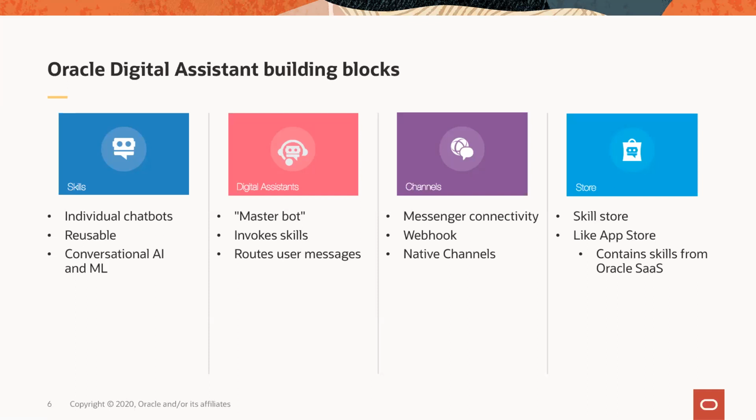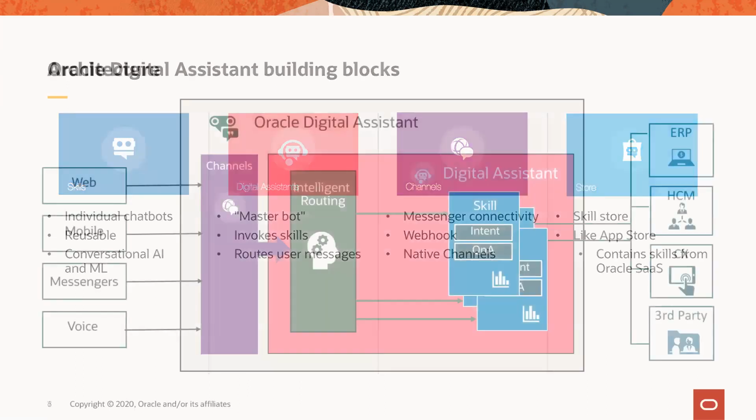And then we have a skill store, and that is where Fusion Apps would come in, because this is how you would get access to all of their offerings. So these are the 4 core building blocks, and that's more or less the agenda for this talk.